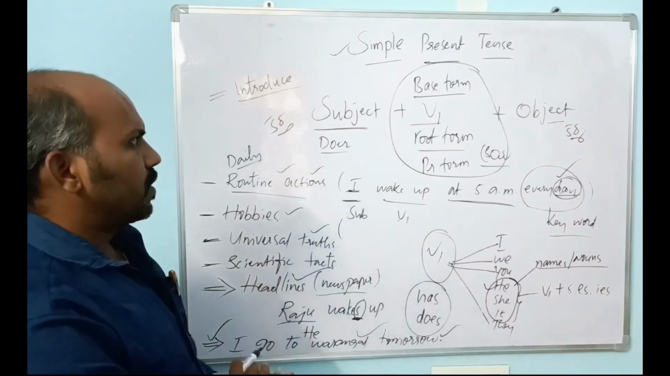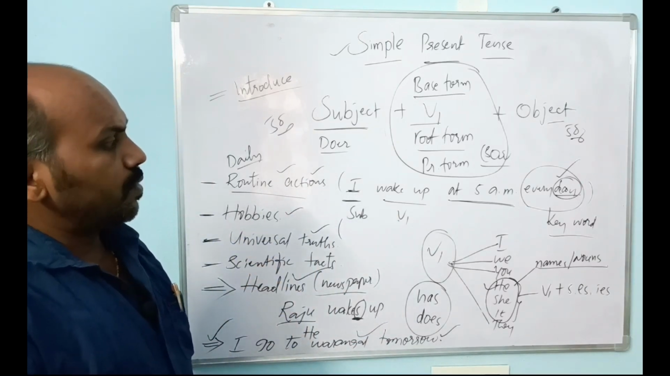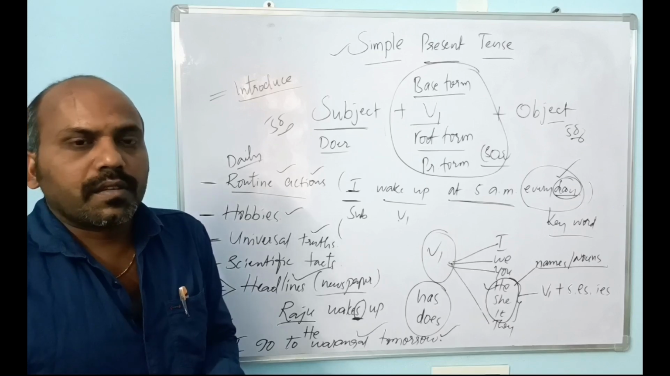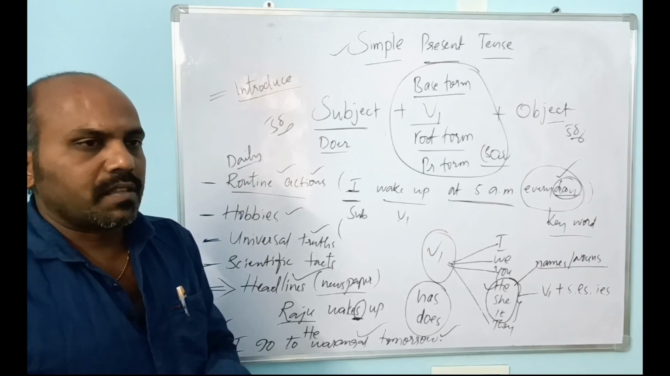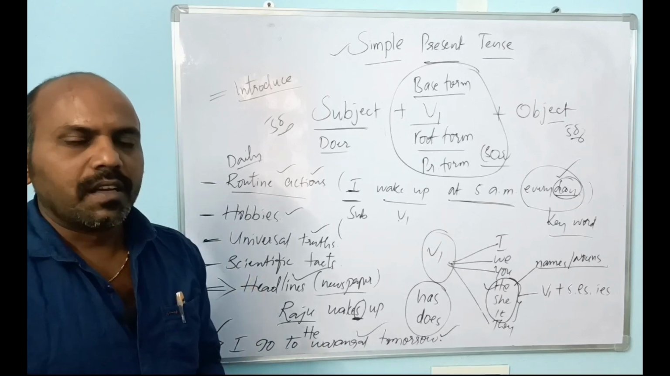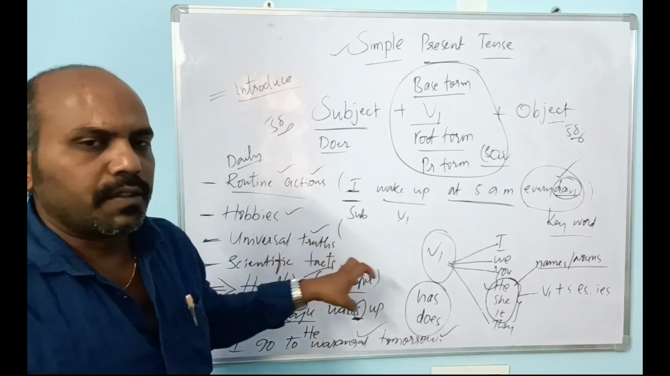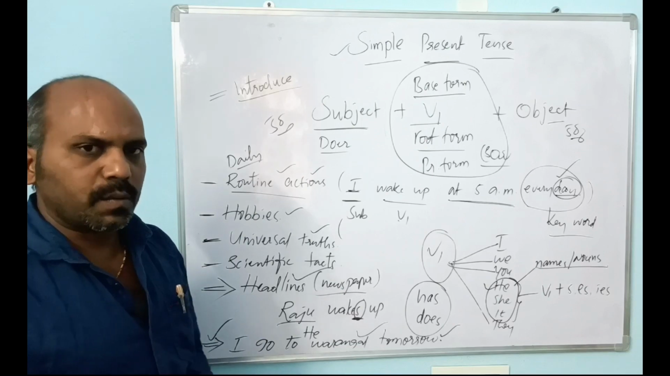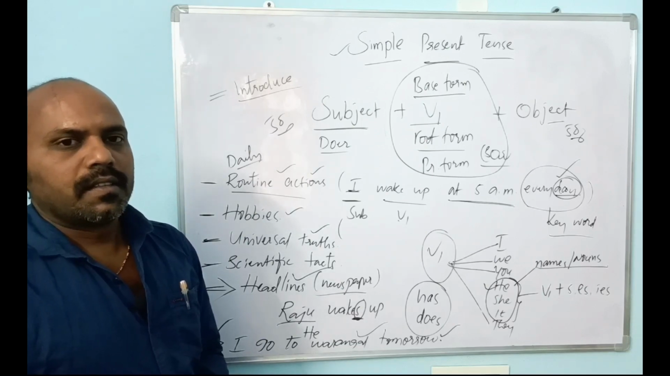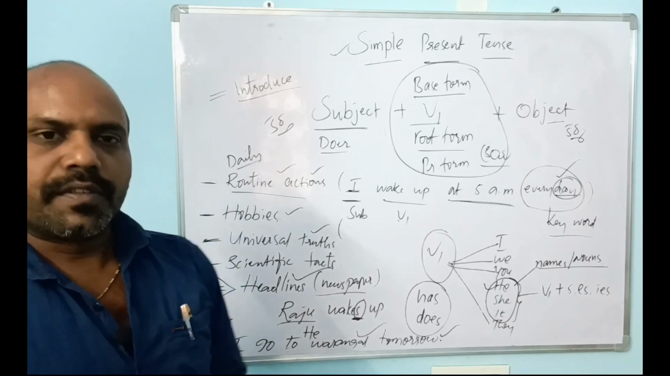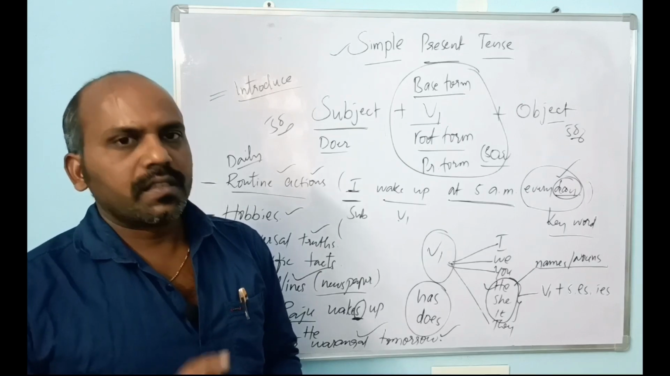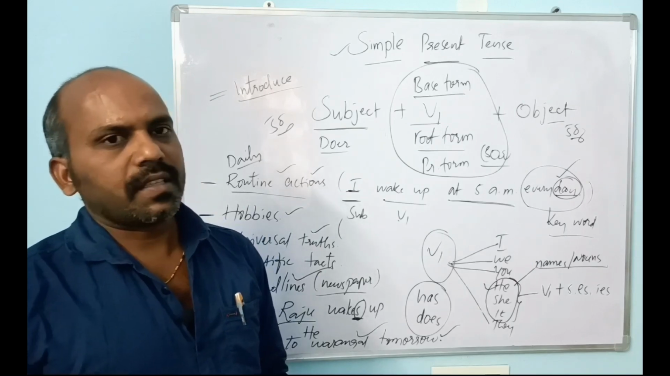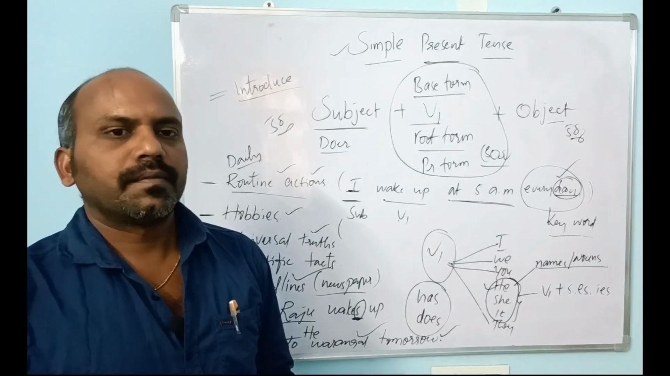So these are the uses of simple present tense. Maximum 50% of tense usage depends on simple present tense only. If you know simple present tense well, how to use, where to use, when to use, to whom to use, and in what situations to use, then you know almost 50% of spoken and written English, grammatically and well.